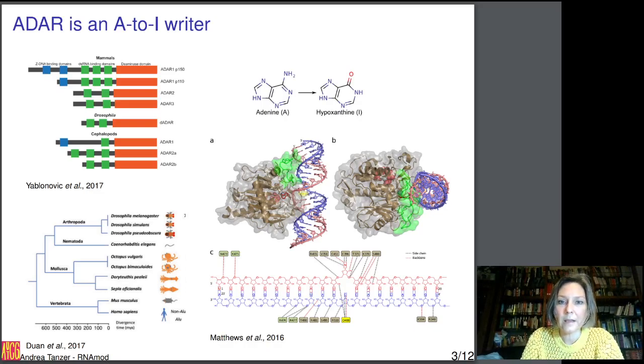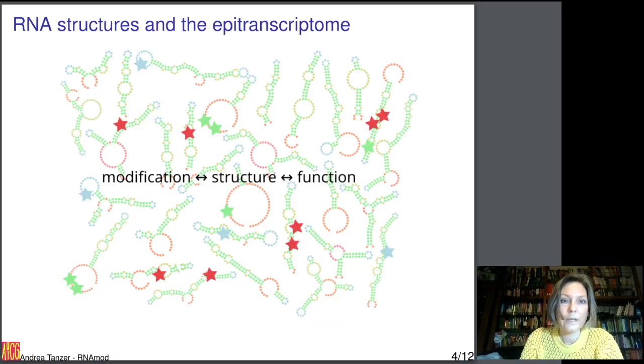The double-stranded RNA binding domains of ADARs interact with the double-stranded RNA substrate, where the adenosine in question is flipped out into the deaminase domain and where the catalytic reaction takes place. In general, A to I editing and ADARs have been found throughout animals and animals only. So in this project, we are trying to understand the functional relationship between RNA modification and the respective RNA structures.